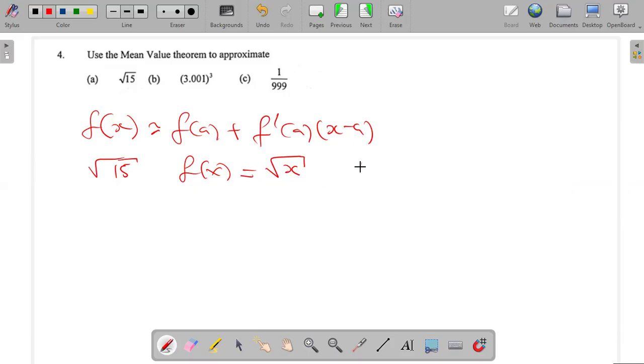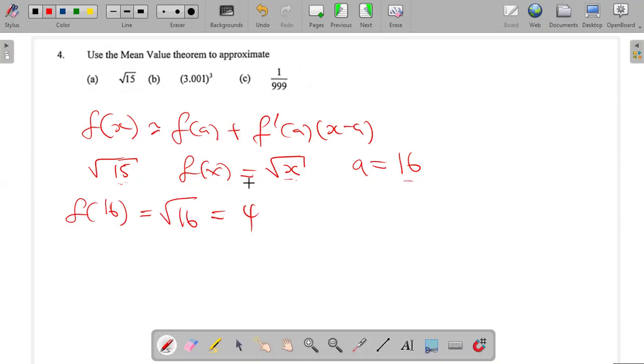So I want to choose my a to be equal to 16. In short, this here is our x, and that there is what we've chosen to be our a. Such that f of a is root of 16, which gives you 4. So I get this here.